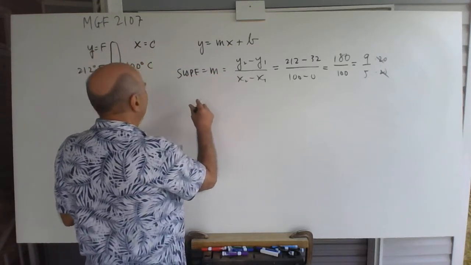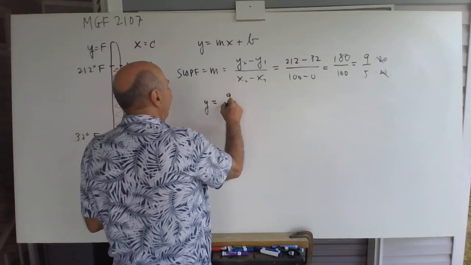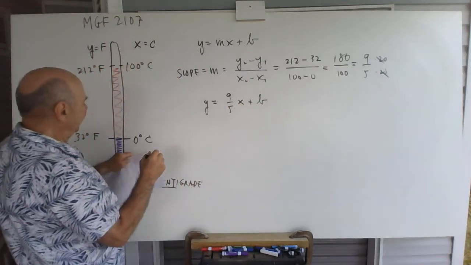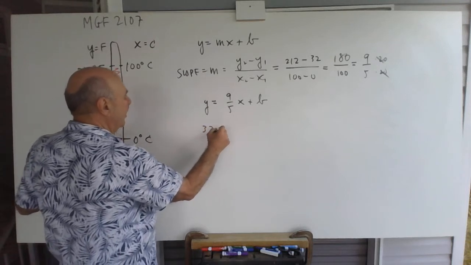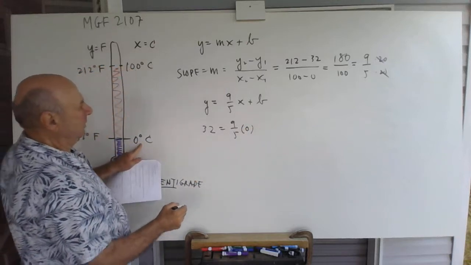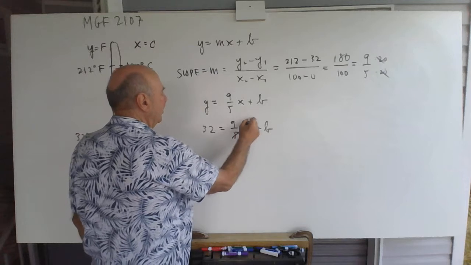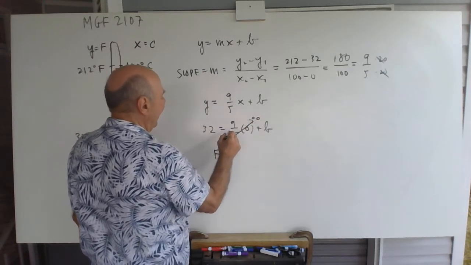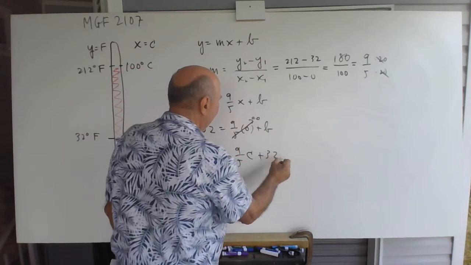So what we're saying is that y equals 9/5 x plus b. I'm going to choose this for my y, this for my y, and this for my x. And you can see b is 32, because this is 0. So we have y, but y is really F. And x is really C, and b, the intercept, is 32.